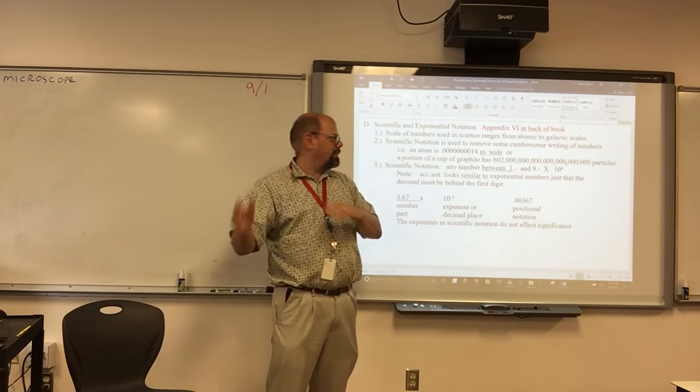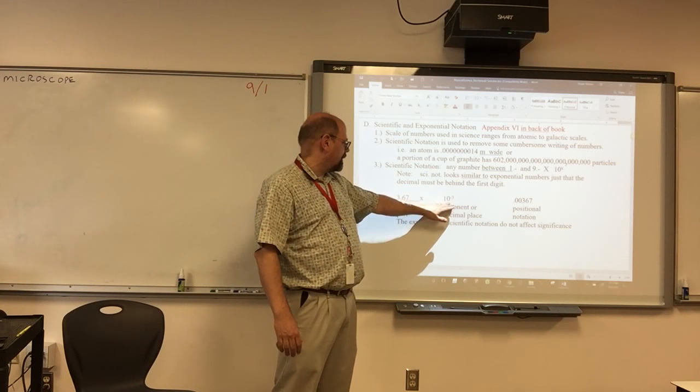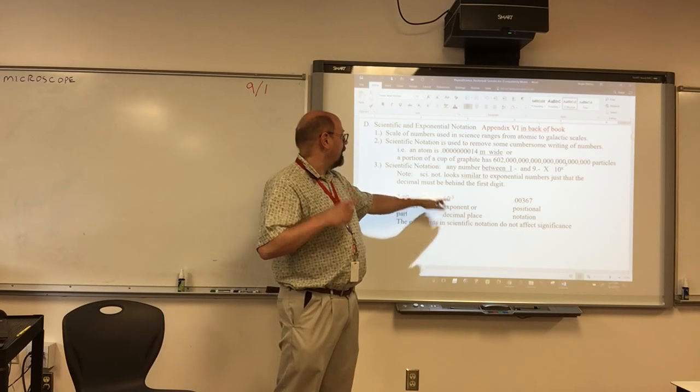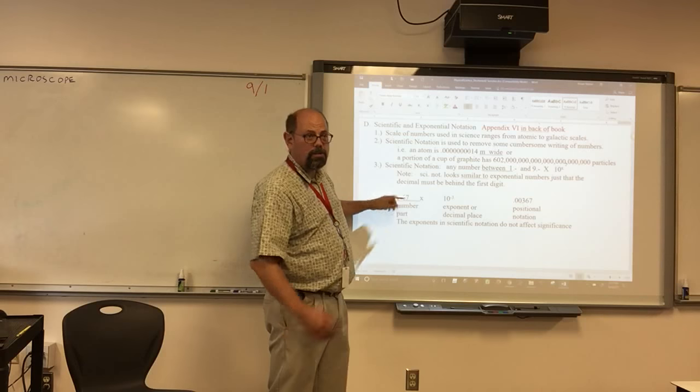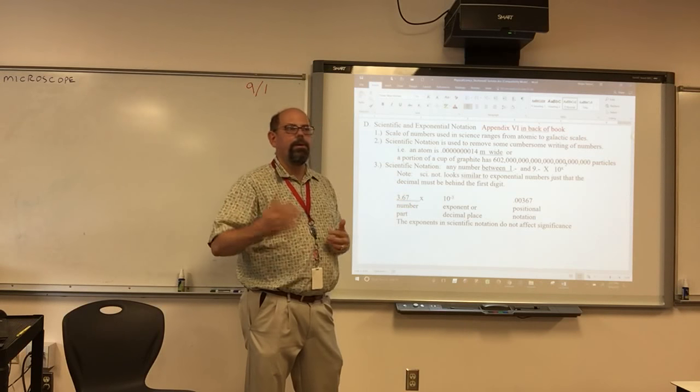Now, scientific and exponential notation are the same exact kind of number. There's still something times 10 to some power, like 3.67 times 10 to the minus 3, except that scientific numbers always put the decimal behind the first number. So it's 3 point something, 5 point something.